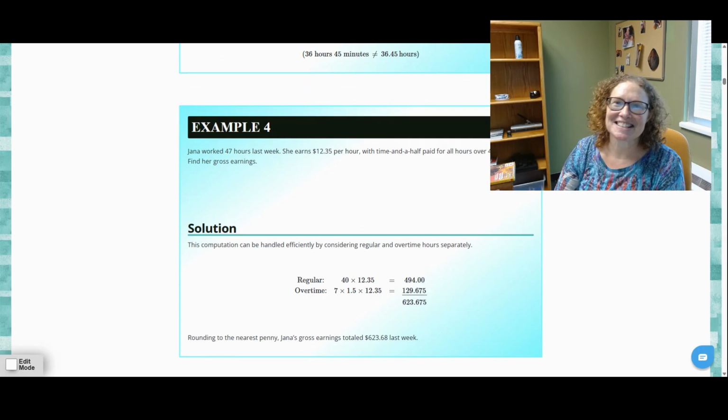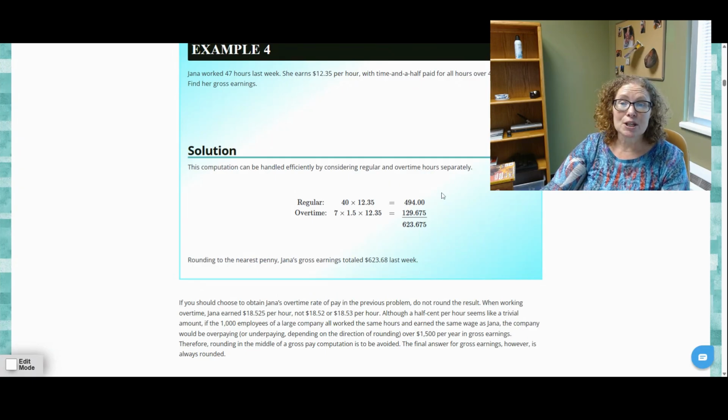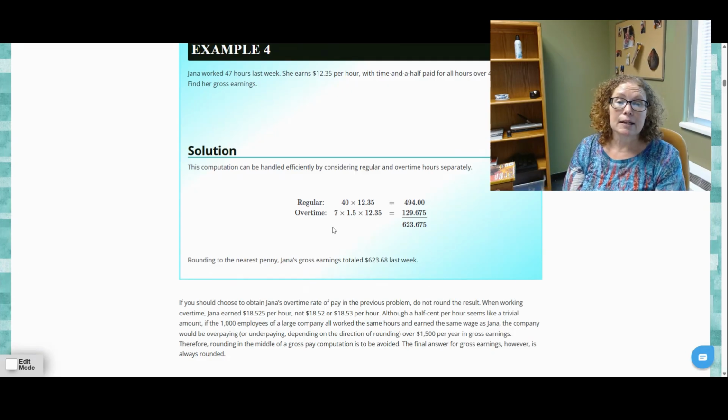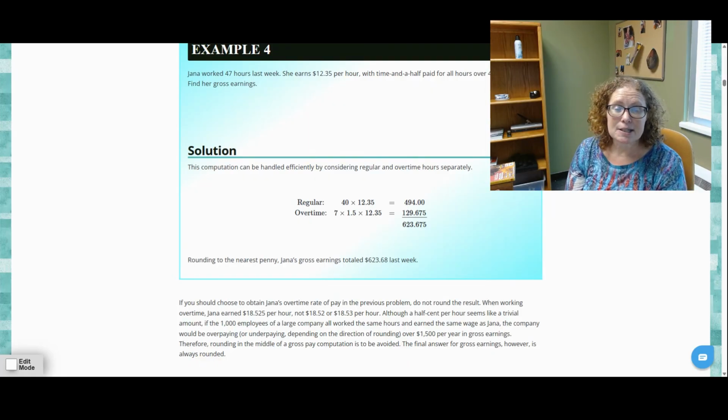So that doesn't have you doing another step, but you have 47 hours last week. She earns $12.35 per hour, with time and a half paid for all hours over 40. So when we look at it, her regular hours are 40 times that $12.35. So that gives her regular pay. But how many hours did she have over the 40? That would have been 47. So we take the 7 hours and we will calculate it on the time and a half. In this example, it says 7 times 1.5 times 12.35.